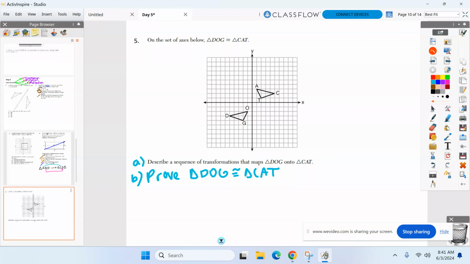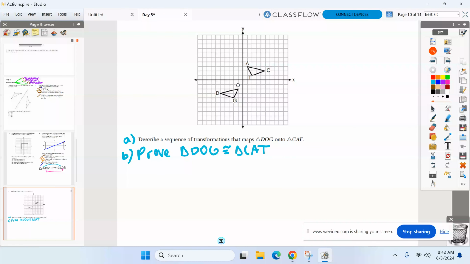All right, first thing you need to do, and I'll give you a couple minutes to do this on your own, is make sure the order matters. Matt, how do I get DOG onto CAT? Reflection, rotation, translation, combination of the 2. How do I get DOG onto CAT? That's what I'm asking right now. Let me help you out.